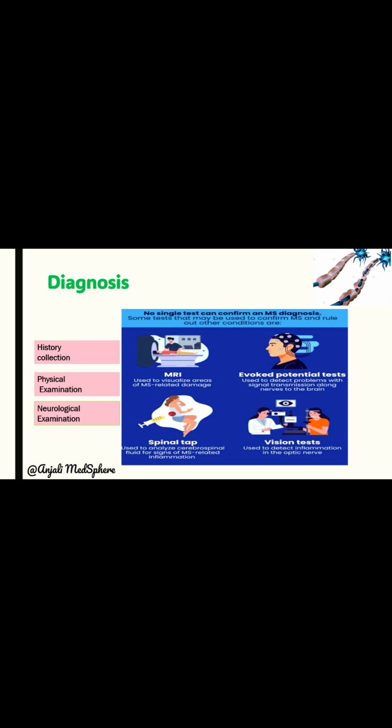Tests such as the MRI will show the lesions or plaques inside the white matter of the brain or the spinal cord. Evoked potential tests detect the velocity of signal transmission along the nerves to the brain, and the spinal tap is done to examine the CSF content, such as the cell count. All these can be obtained from the spinal tap CSF analysis. A vision test rules out any vision problem due to inflammation of the optic nerve. So these are the diagnostic investigations that help to diagnose multiple sclerosis.